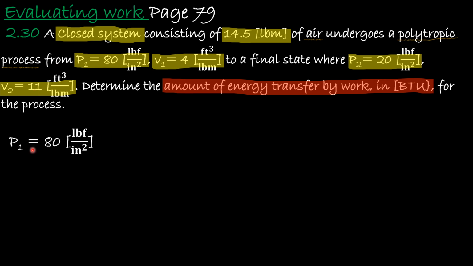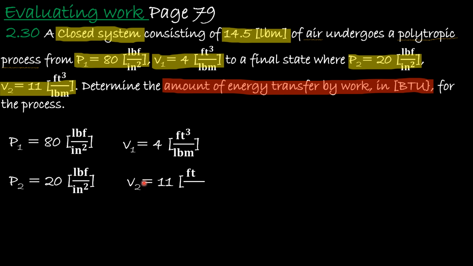So here what we are given: the air pressure at state 1 is 80 pound force per inch squared. The air specific volume is 4 feet cubed per pound mass. At state 2, the pressure decreased to 20 pound force per inch squared, and the specific volume of air at state 2 is 11 feet cubed per pound mass.